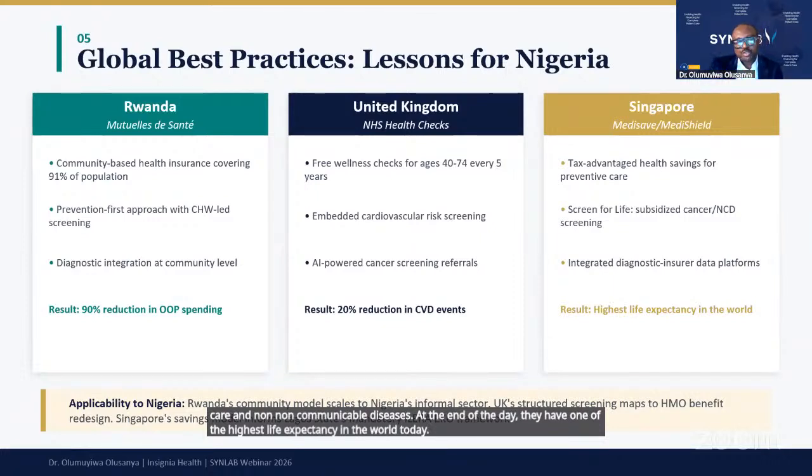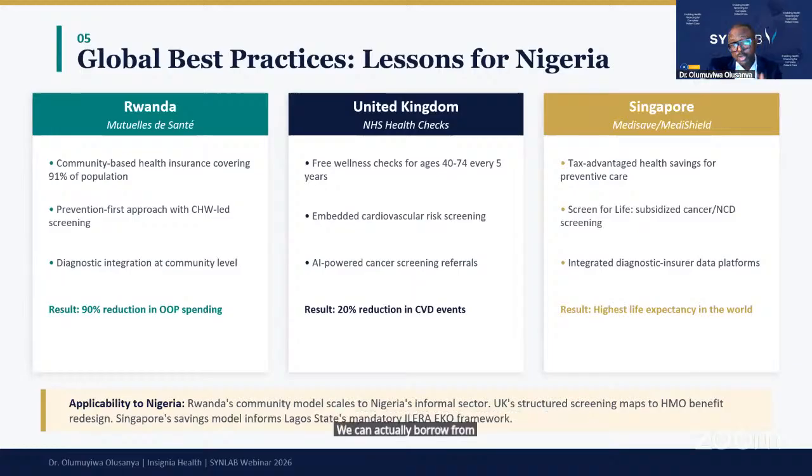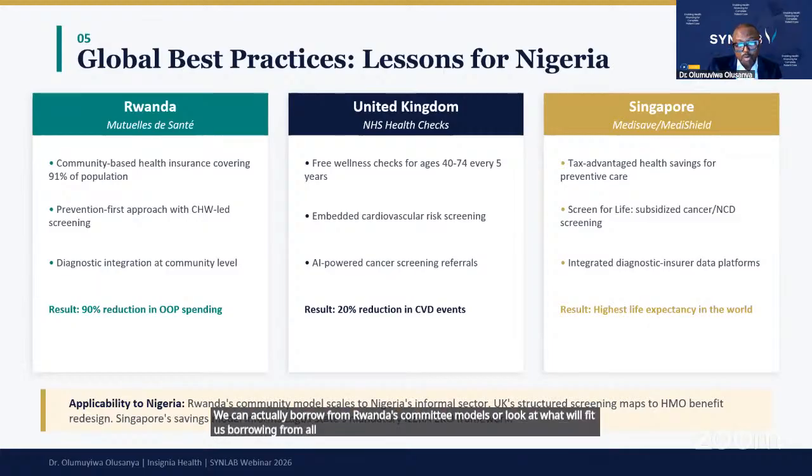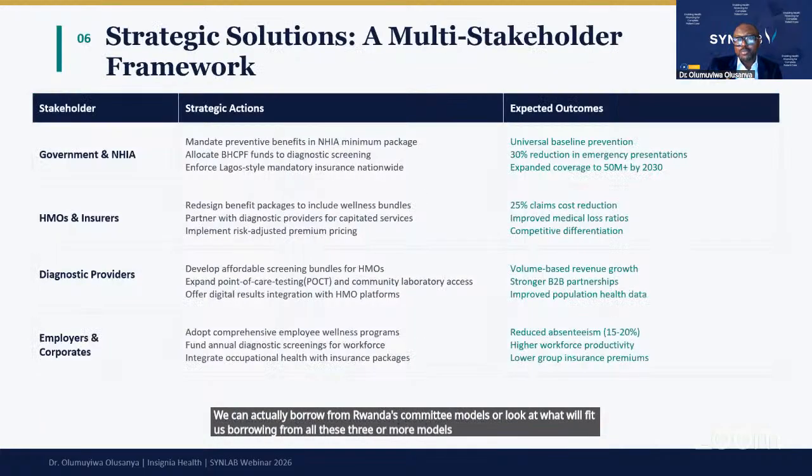So how do we apply this to Nigeria? For Nigeria, we can borrow from Rwanda's community models or look at what will fit us, borrowing from all these three or more models, and come out with a model that best addresses our current situation.